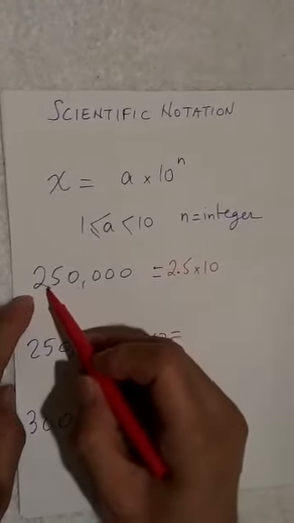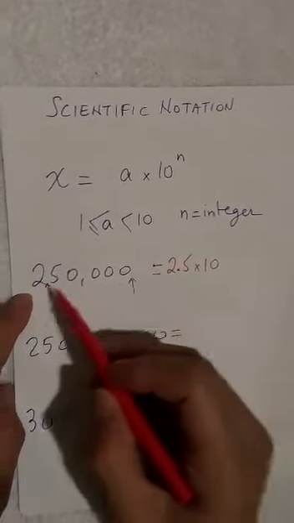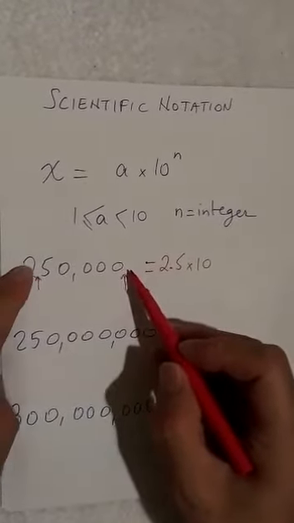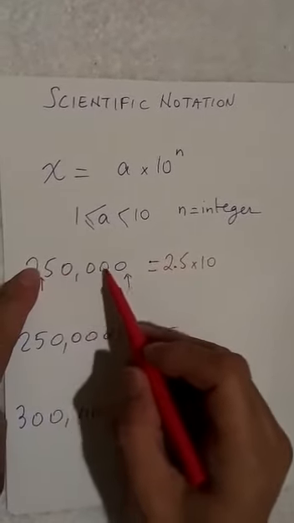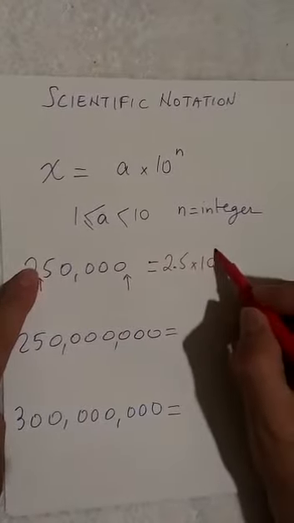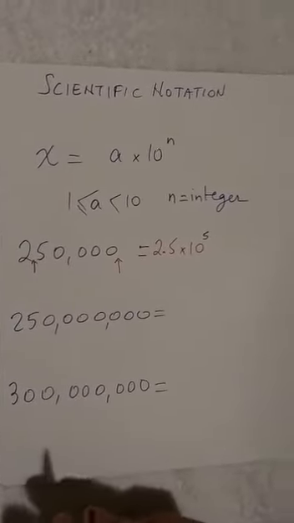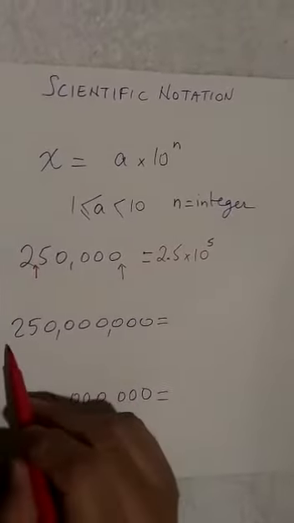Here's what goes in the exponent. 2.5 means the decimal is between the 2 and the 5. The old decimal was here. How many spaces are in between? 1, 2, 3, 4, 5. So it's 2.5 times 10 to the power 5. And that's what you do. So let's do the next one.